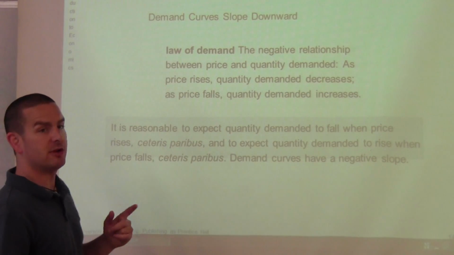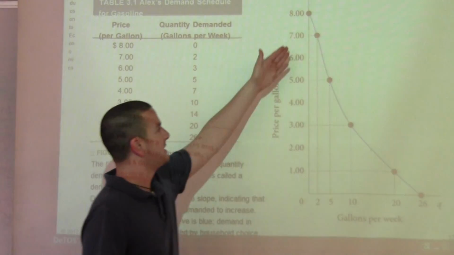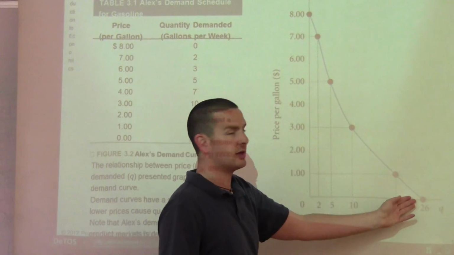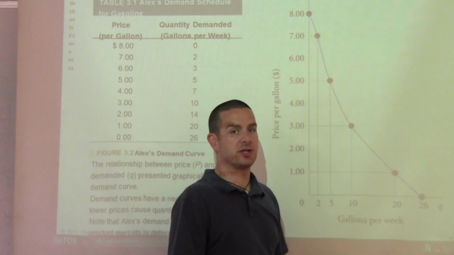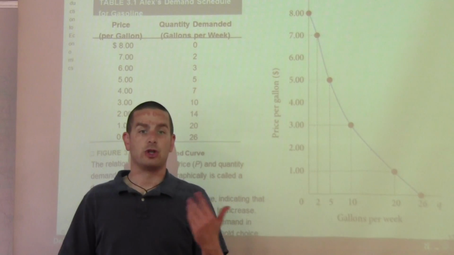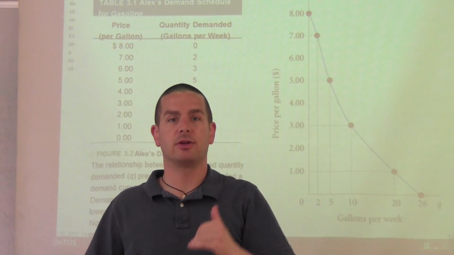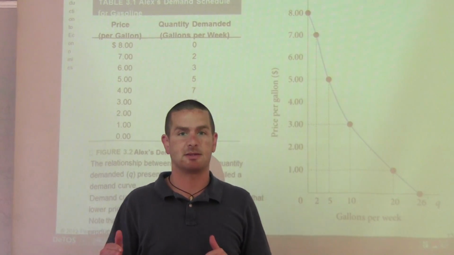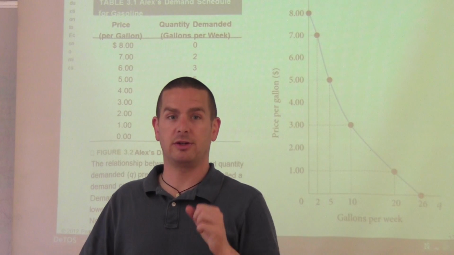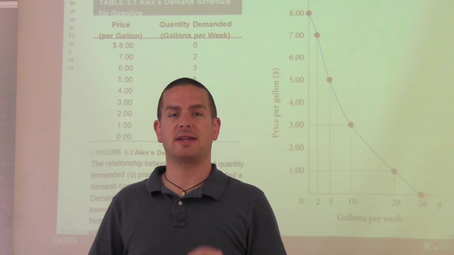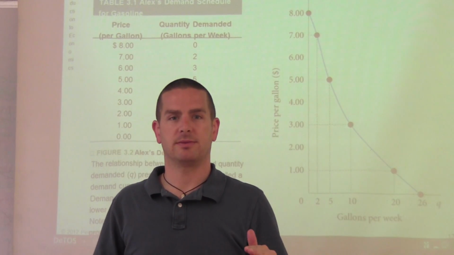You may have noticed, I hope you did, demand curves slope downwards. As the price goes down, quantity demanded goes up. That's the law of demand that I mentioned. We're going to come back to it on the next slide. As the price goes down, quantity demanded increases. It is incorrect to say, and this is an important little caveat, as price goes down, demand goes up. That's not right.